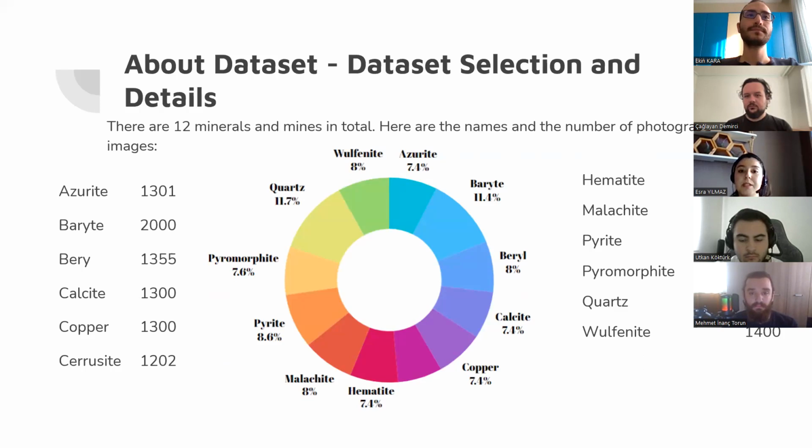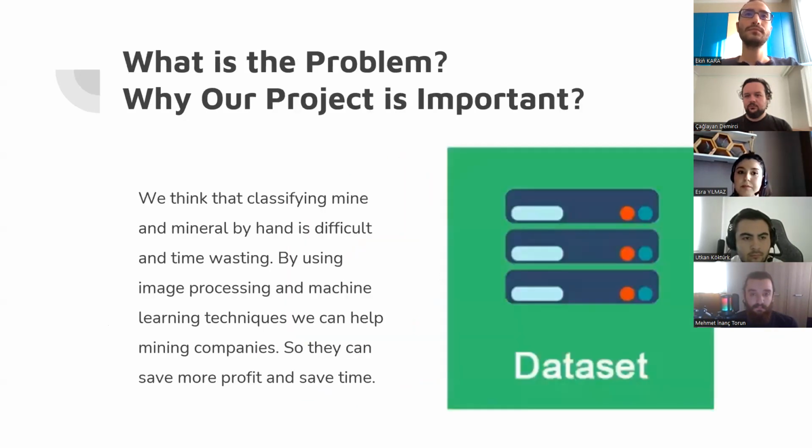Now we will give information about dataset selection. We have 12 minerals and mines. We have an average of 1,300 photos for each mineral. We increase some sample numbers for some minerals to identify better. We think it is difficult to distinguish minerals manually. We believe that we can make the job of someone or a mining company working in this field easier. In this case, they can make more profit and save time.